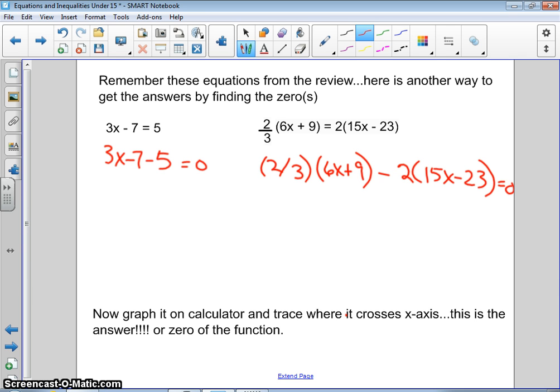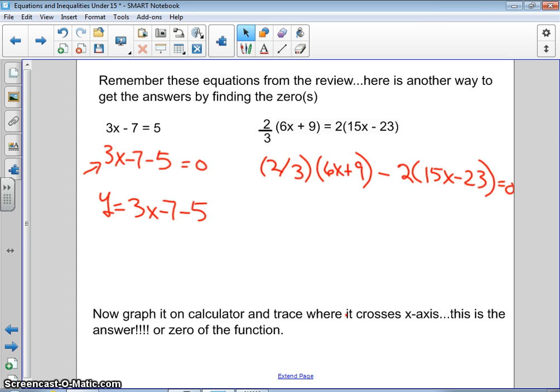equals 0. Now what I want you to do is to take this first one right here, put it into your calculator on the y equals screen. It's going to go in y equals, and you're going to type in 3x minus 7 minus 5. I want you to graph it, trace it, and see where it crosses the x-axis.